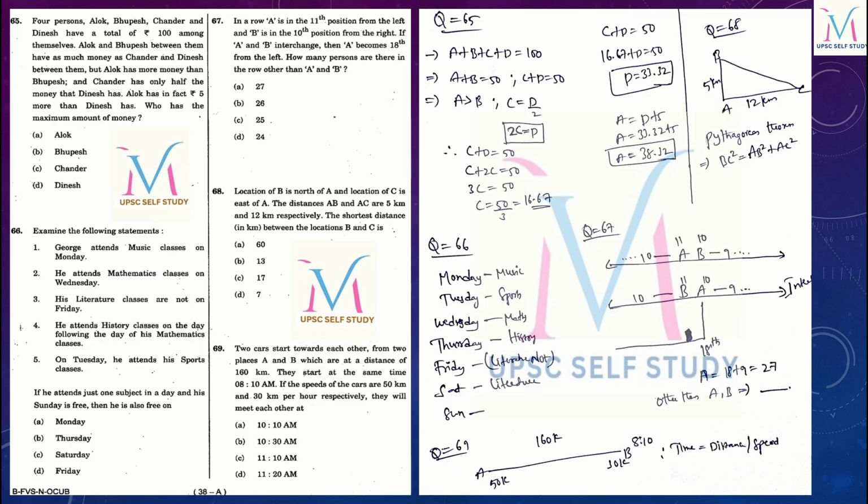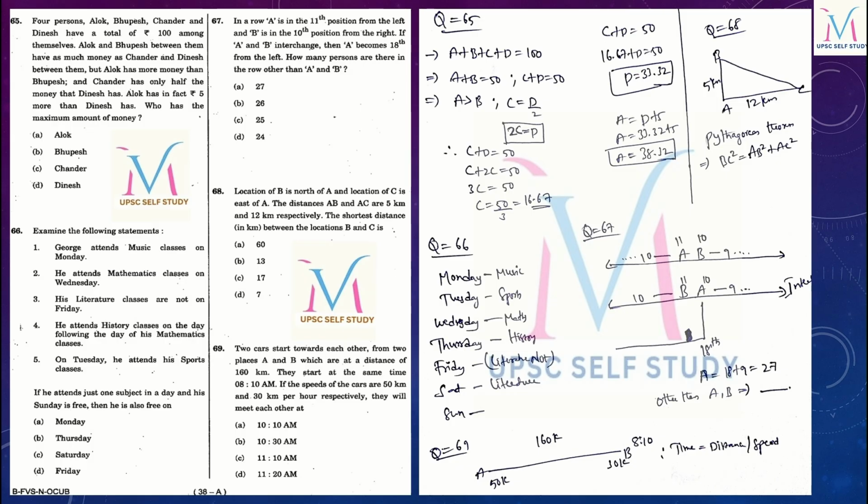So in a row there are A and B. In the question it is given that A is in the 11th position from the left. A is written on the first line, if you observe, on A it is written 11, on B it is written 10. B is in the 10th position. So A is 11th position from the left and B is 10th position from the right.